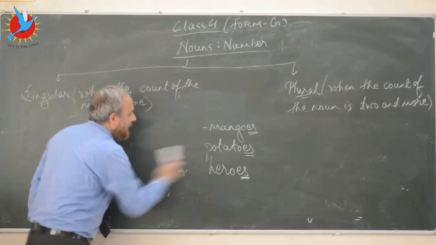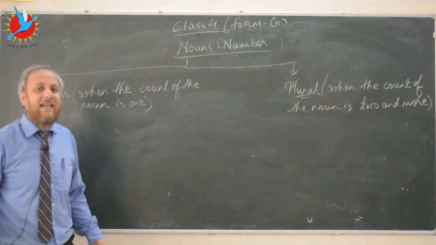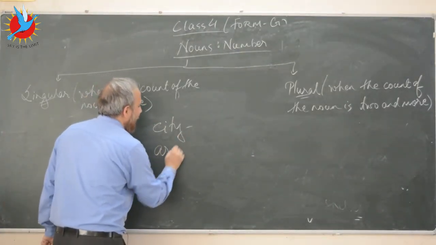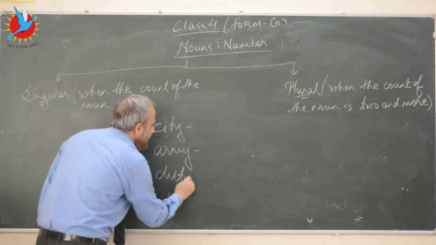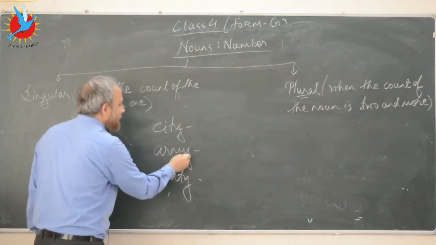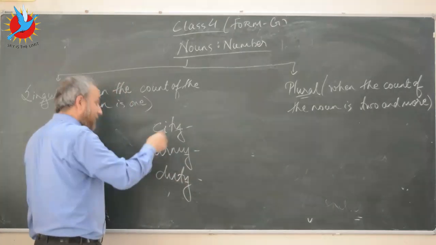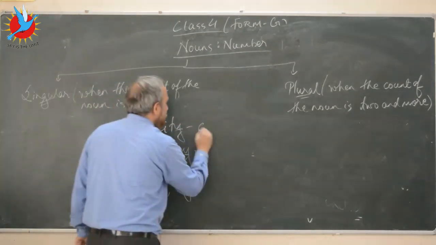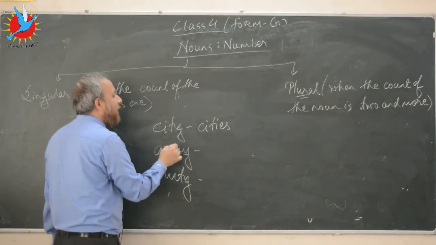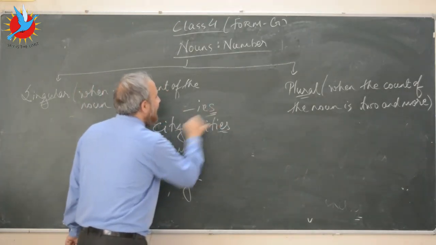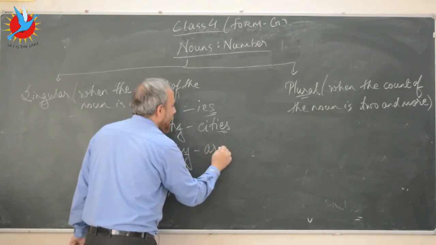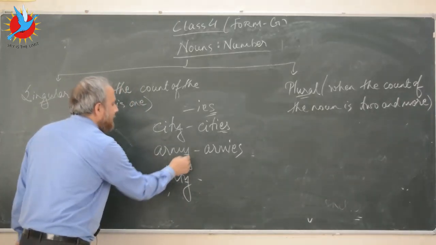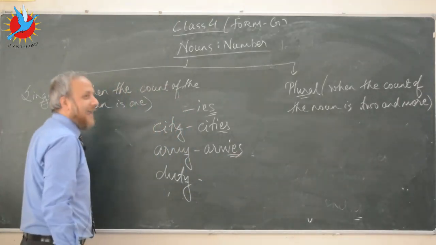So this way, for example, if there are words that end with the letter Y, let's say city, army, or duty. Since these words end with the letter Y, if I want to make these nouns plural, what will I do? I will remove the Y and add IES: CITIES. Army will become ARMIES. So I've removed the letter Y and I've added IES.